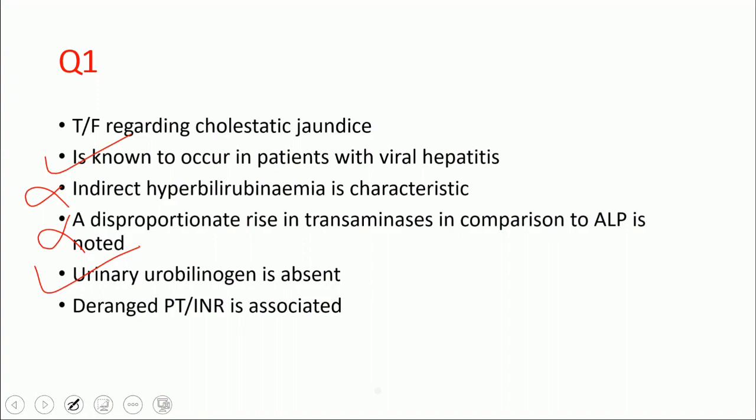Okay. Finally, you can have a deranged PT-INR because remember, bile is important in absorbing vitamin K and other fat-soluble vitamins, right? So you can have a deranged PT-INR. Okay, that is possible. So two questions. Urobilinogen is absent or very significantly reduced. You can't detect it essentially.